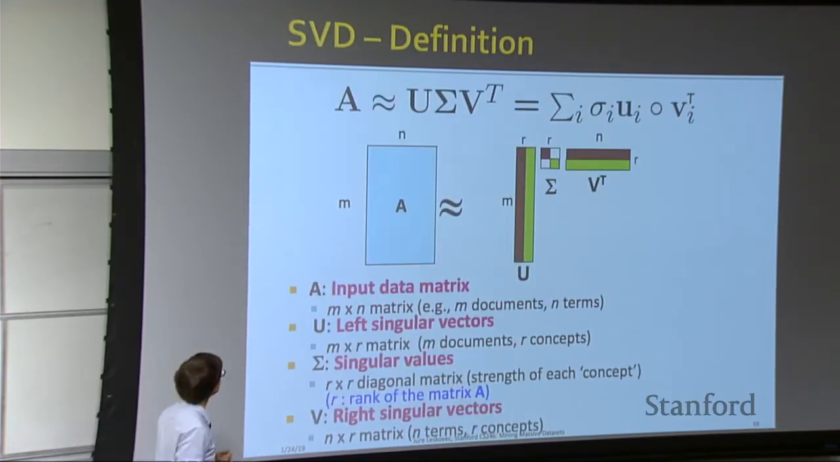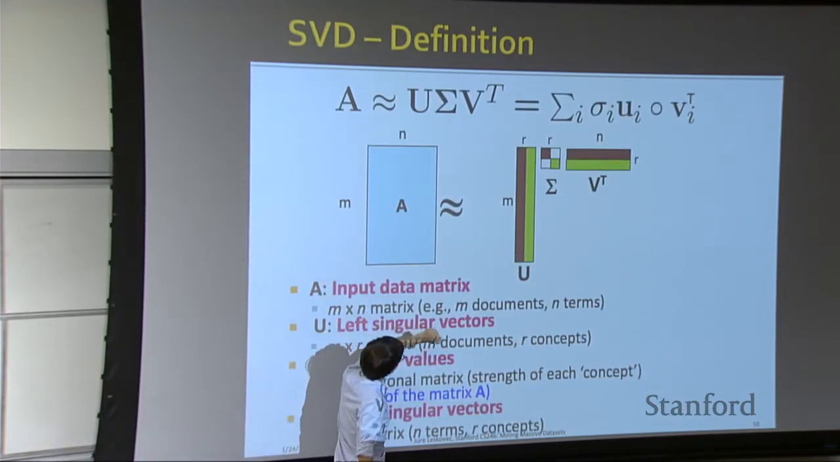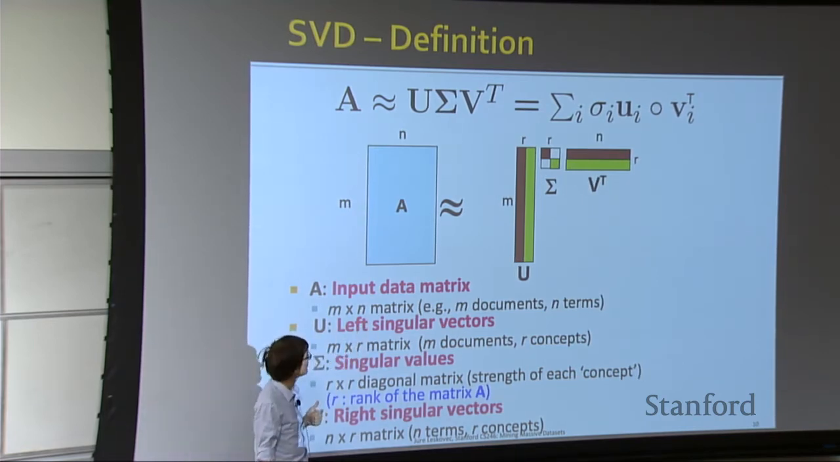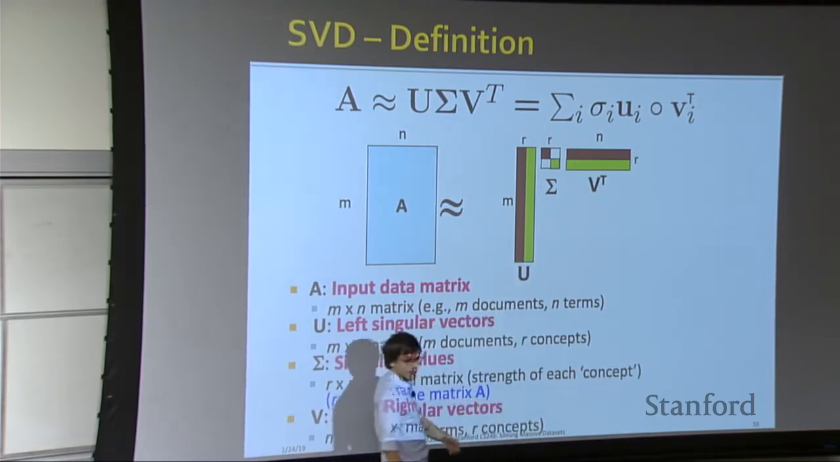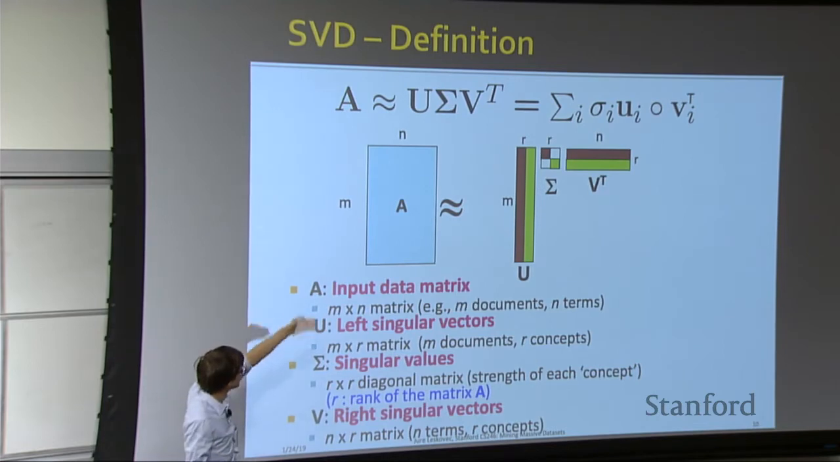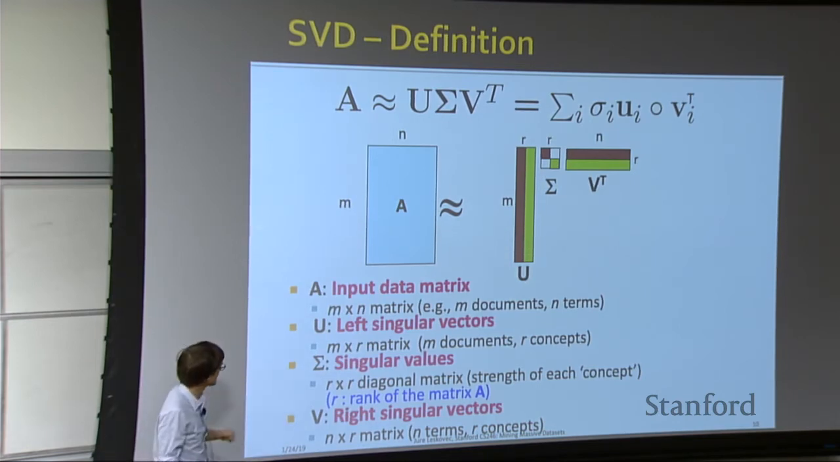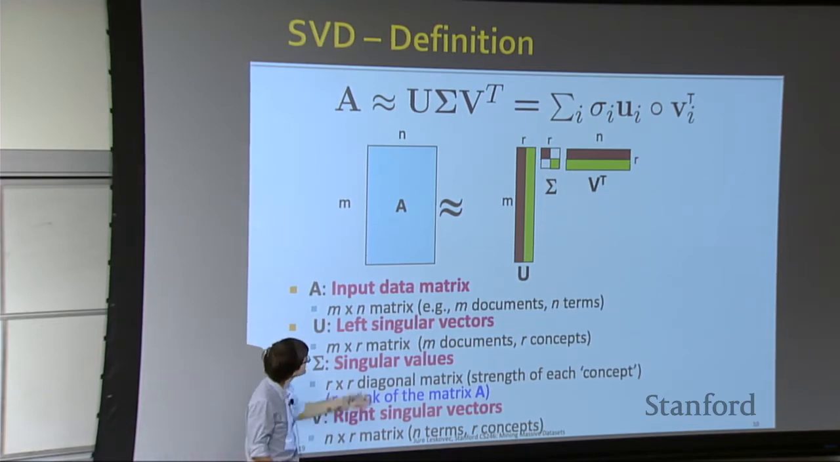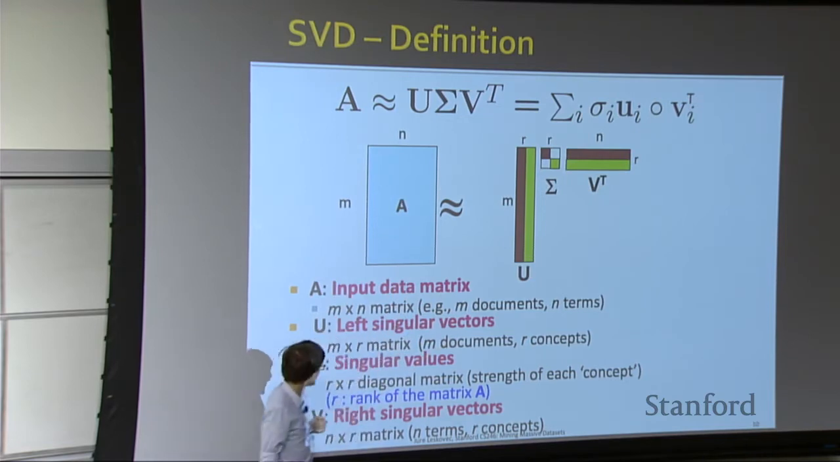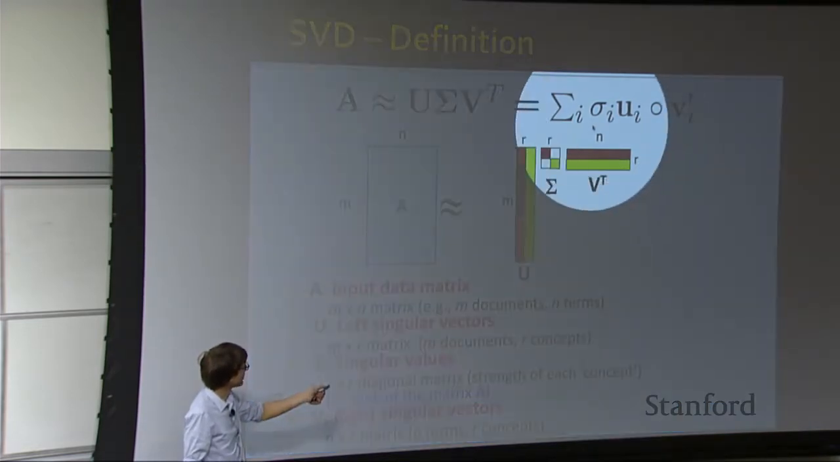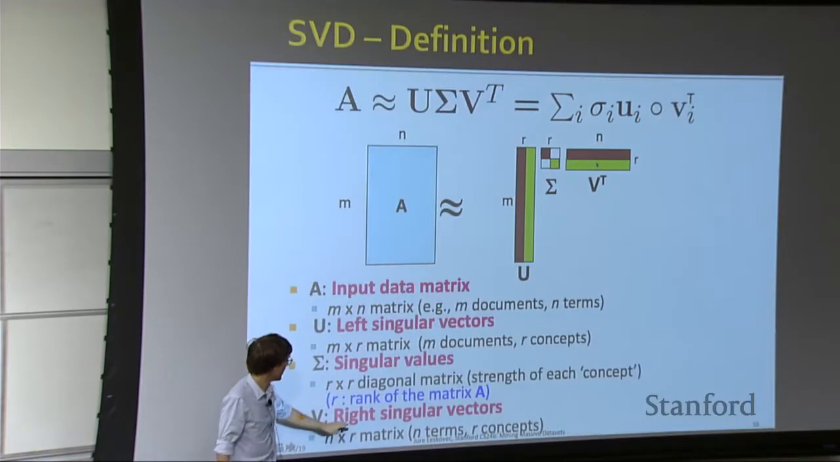Okay? So defining singular value decomposition, we take data matrix A and represent it as a product of three matrices. A is the input data matrix. Matrix U, I will call the matrix of left singular vectors. Every column of this matrix U is a singular vector. The dimensionality of matrix U is M rows and R columns, or R singular vectors. Then I will have a matrix sigma, what we call the singular values matrix. This is a diagonal matrix, so we'll only have non-zero values along the diagonal. And then I will have the matrix V, which I will call the right singular vectors.